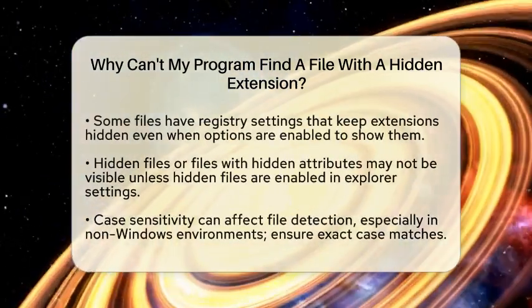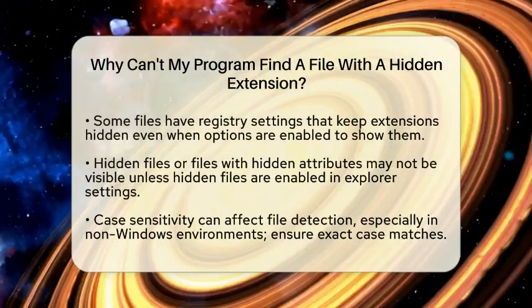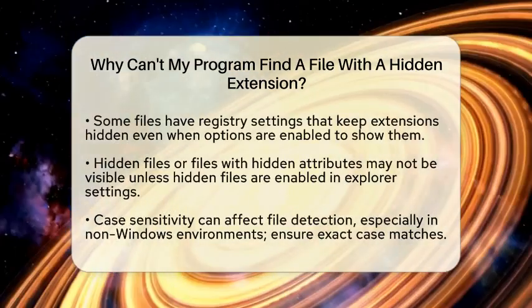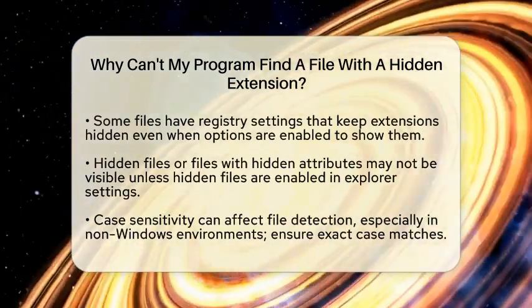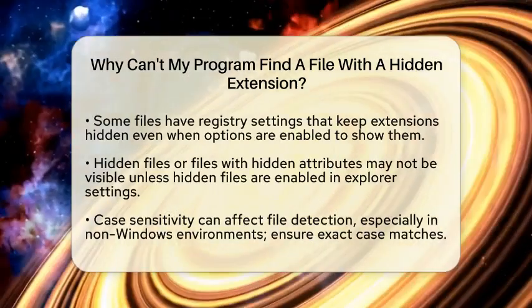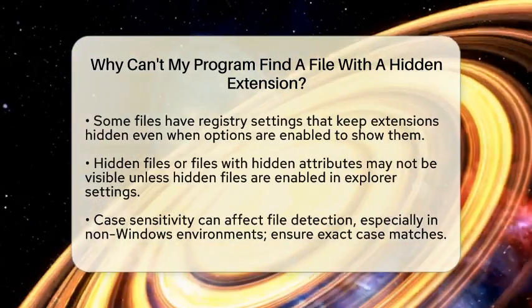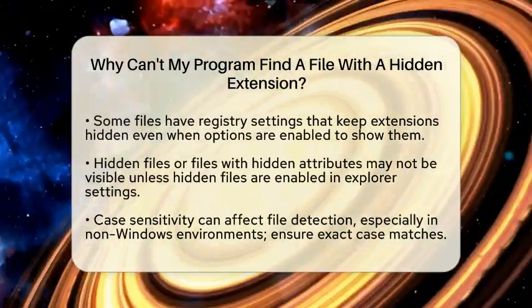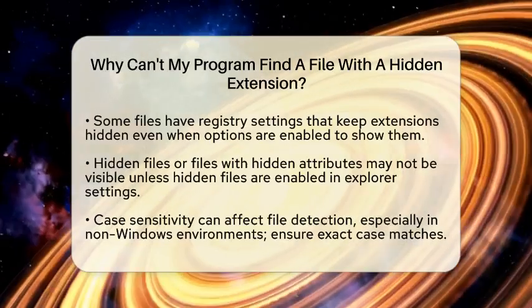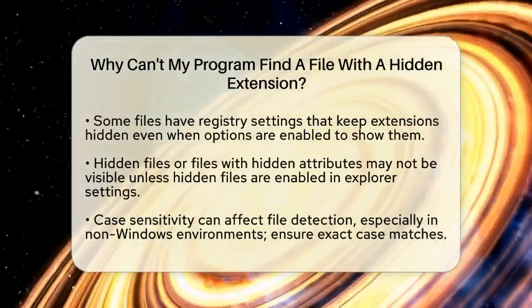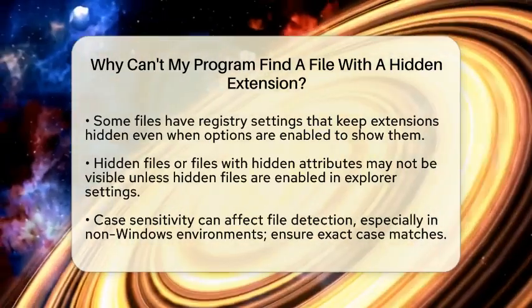Sometimes, files have special registry settings that keep their extensions hidden even if you turn on the option to show file extensions. This means the file appears without an extension in the Explorer but still needs it when you reference it in your code. Another thing to check is the file's attributes.